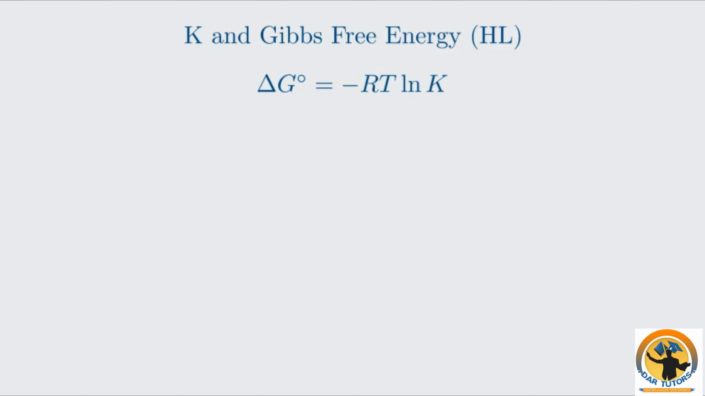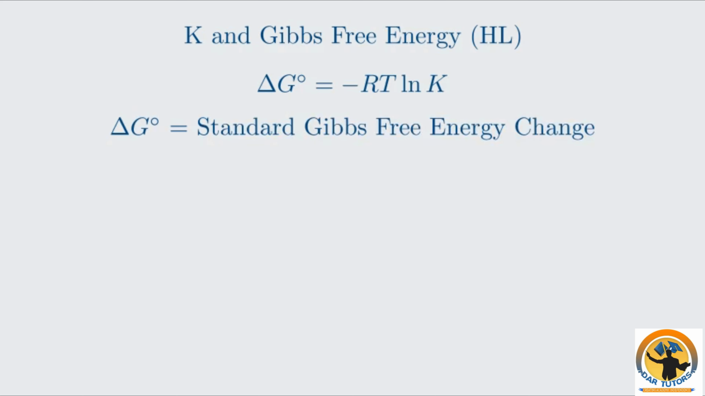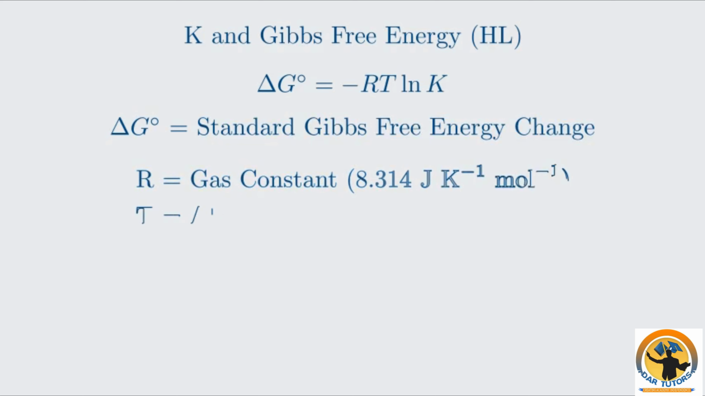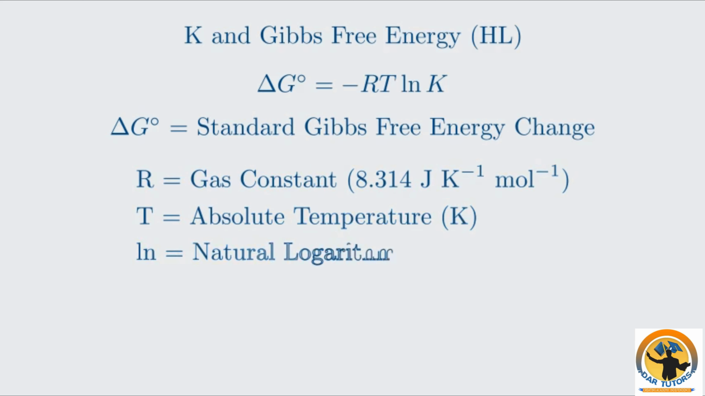Let's unpack this equation. dG naught is the standard Gibbs free energy change, measured under standard conditions of 298 Kelvin, 100 kPa pressure, and 1 molar concentrations. R is the ideal gas constant, 8.314 joules per Kelvin mole. T is the absolute temperature in Kelvin, and ln denotes the natural logarithm. This equation shows that dG naught and K are inversely related. Let's analyze the implications. If a reaction is spontaneous, dG naught is negative. The right side of the equation becomes positive, which can only happen if K is greater than 1.